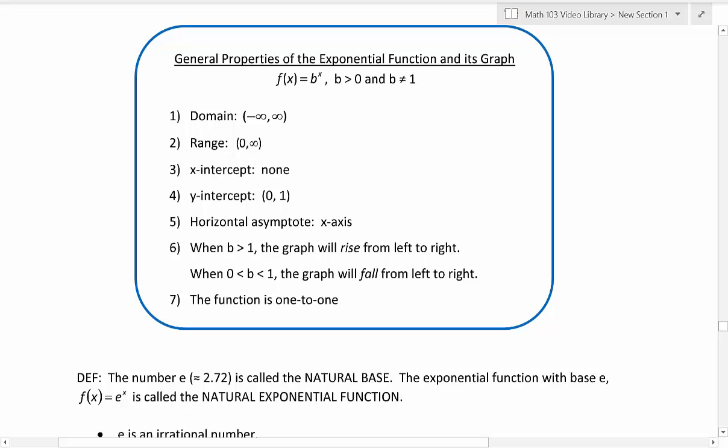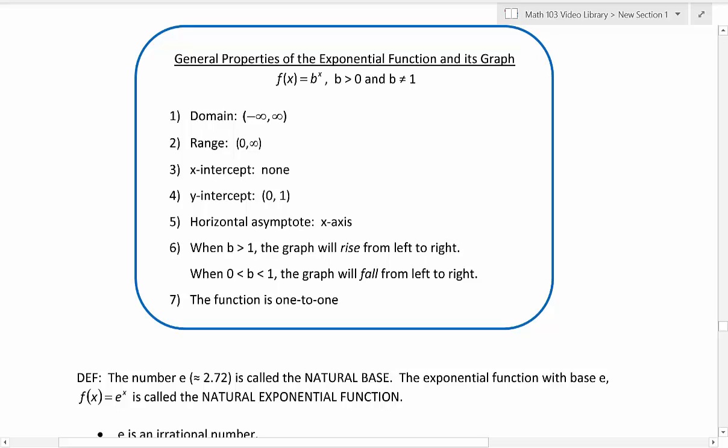The graphs of these exponential functions do not have an x-intercept. Since the range is only positive numbers and the x-intercept happens when y is equal to 0, this is never going to happen. In fact, there's a horizontal asymptote on the x-axis for these exponential functions.